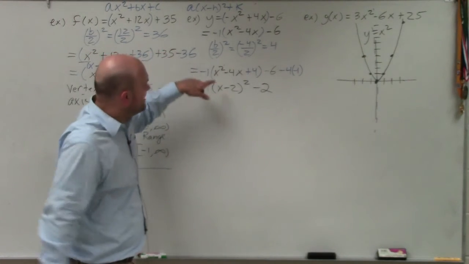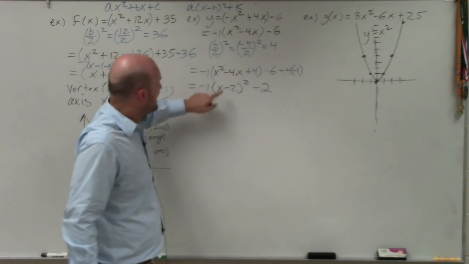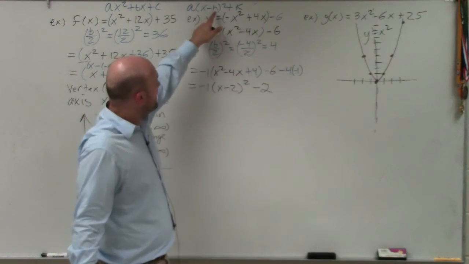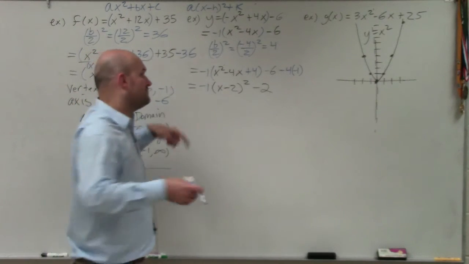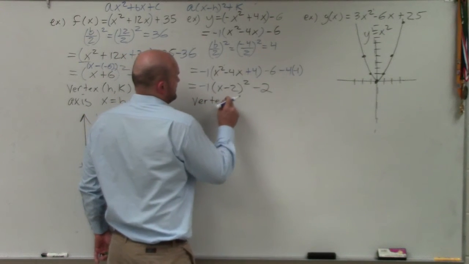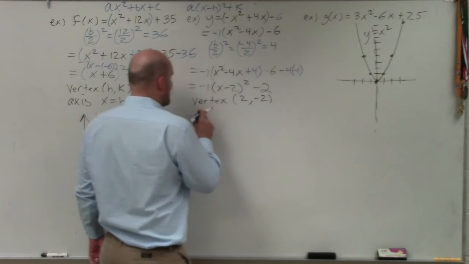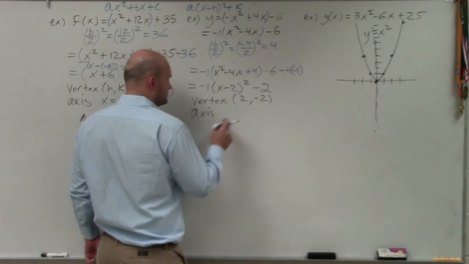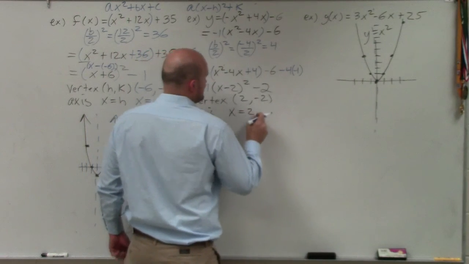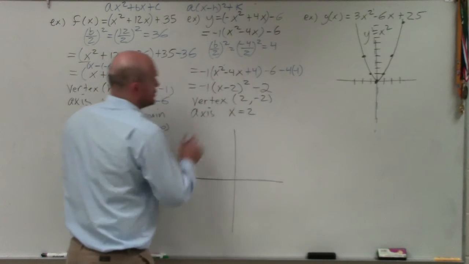So now in this case, we have x minus, right? Remember the form, x minus h, x minus 2. So what are you subtracting from x? Your h, or your 2. So therefore, h is equal to 2. So my vertex in this case is going to be 2 comma negative 2, where my axis of symmetry is going to be at x equals h. So x equals 2.